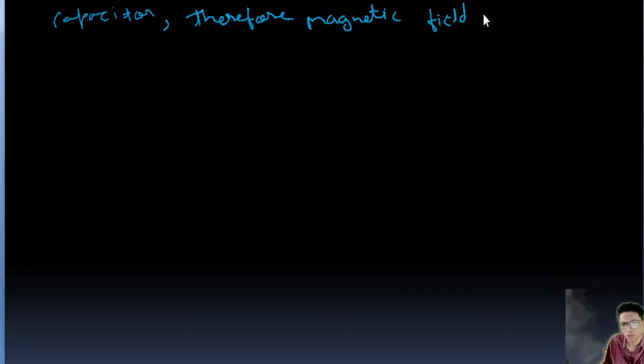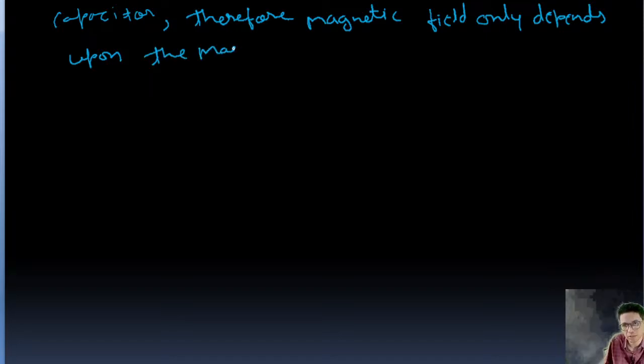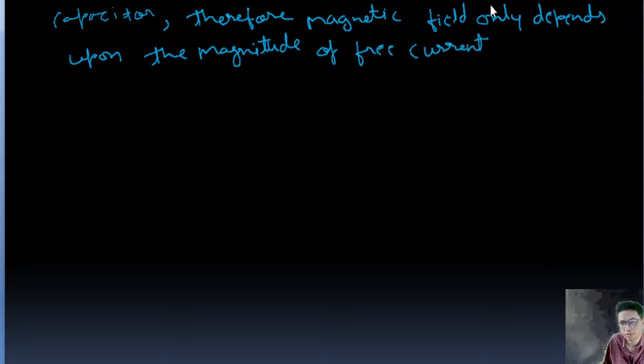Therefore, the magnetic field only depends upon the magnitude of free current, which is just I.